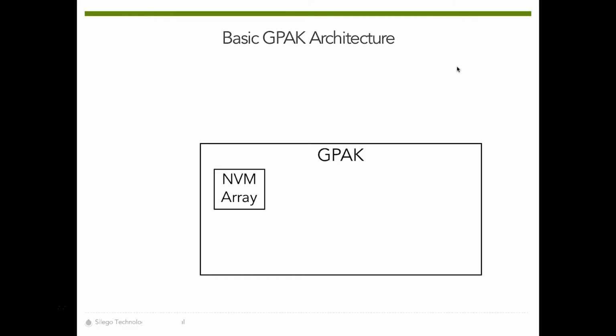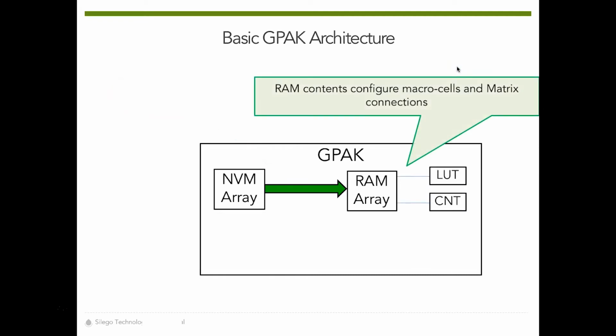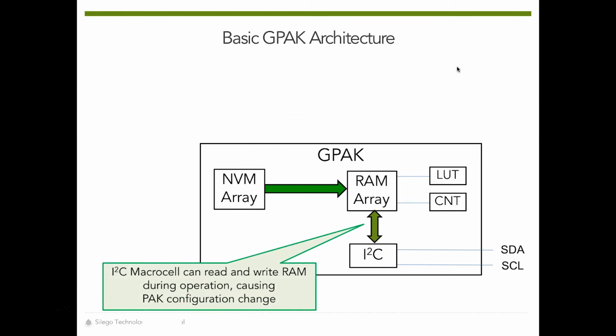On power up, the contents of the NVM array is loaded into the RAM array. This RAM array is in fact volatile, so changes here will be lost when the power is removed. The RAM contents now configure the macrocells and matrix connections. Now, looking at the I2C GreenPAK architecture, we can see that the I2C block has direct access to the RAM array. That means that any byte that configures a property of the GreenPAK can now be dynamically rewritten.